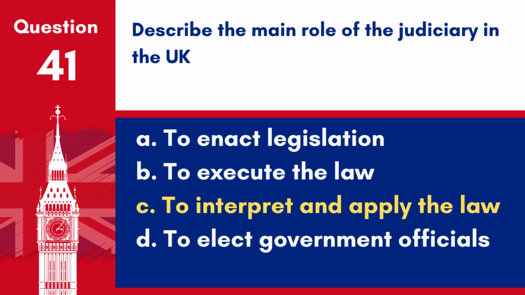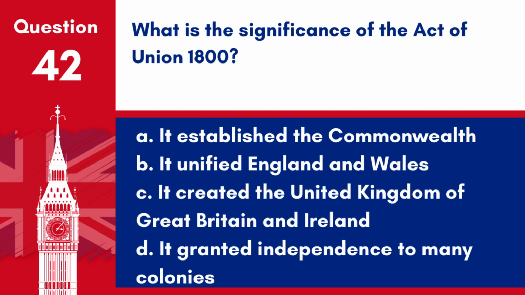Answer: C. To interpret and apply the law. The judiciary in the UK is responsible for interpreting and applying the law, ensuring justice is served in accordance with the law. Question 42. What is the significance of the Act of Union 1800?